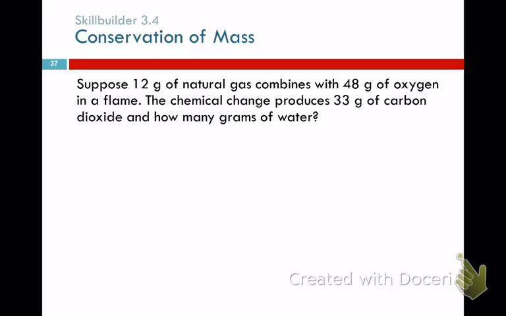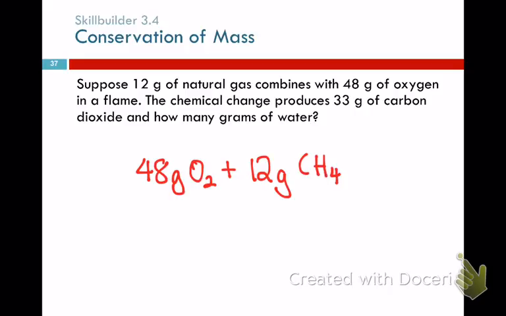So let's think about conservation of mass. What did I start with? Well, just tell me the things and we'll add it up. Oxygen, right? It's 48 grams of oxygen. It's actually O2 plus 12 grams of natural gas, which is CH4, it turns out. Methane. Conservation of mass says that's going to be equal to 33 grams of CO2 plus something else, the water. Or you could say it's X.